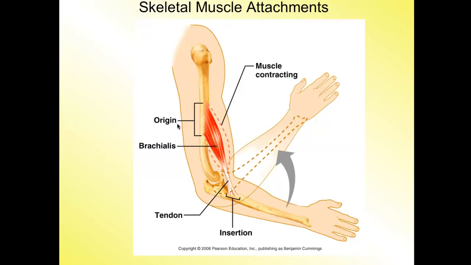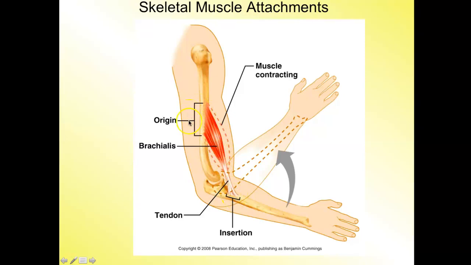So the origin is the bone that does not move, and the insertion is the part that does move. So in this action here, you can see that the person is flexing their elbow. So the insertion is going to move towards the origin, and that's going to be true for all of your muscle contractions. When a muscle contracts, the insertion moves towards the origin, right? It has to, because the muscle is shortening.